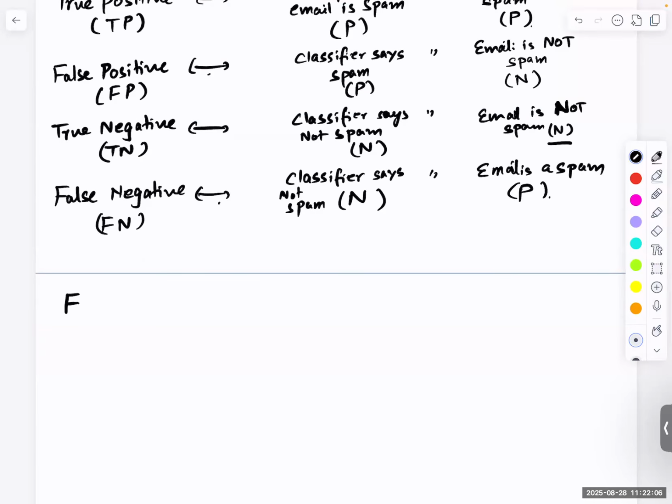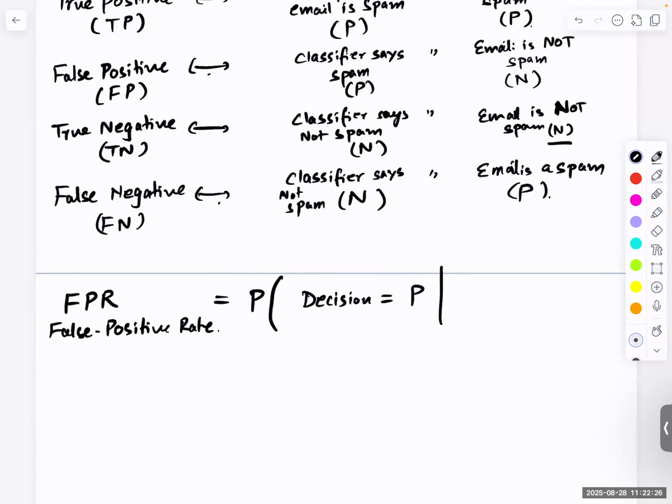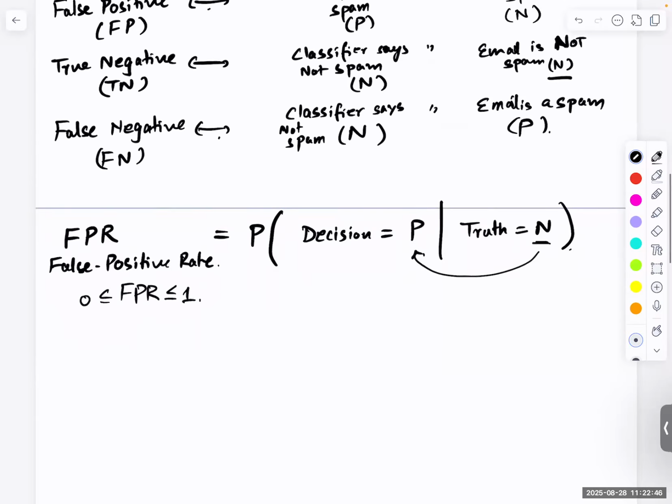something called a false positive rate, denoted as FPR. False positive rate is defined as the probability that your decision is P given that the ground truth is N. So the ground truth was N and you falsely declared it as a positive. That's why it's called false positive. We call it a rate because this is a probability, and FPR is a number between 0 and 1 because this is a probability.